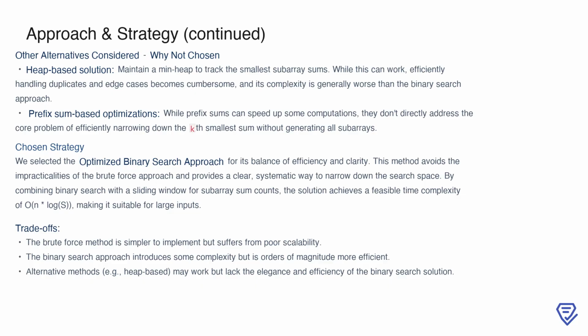For example, a heap-based solution involves maintaining a min-heap to track the smallest subarray sums. While this approach can work, it becomes cumbersome when handling duplicates or certain edge cases, and its complexity is generally less favorable compared to the binary search strategy.